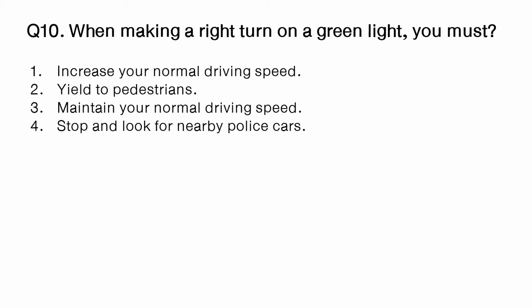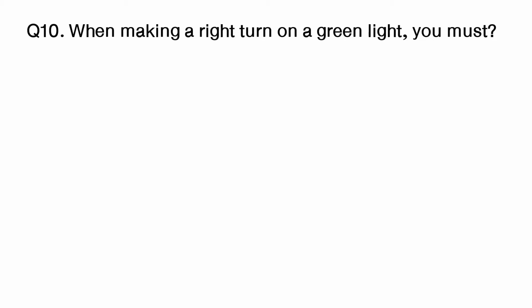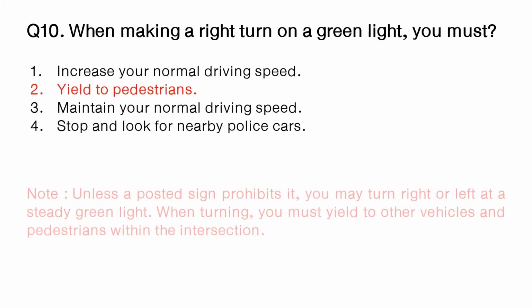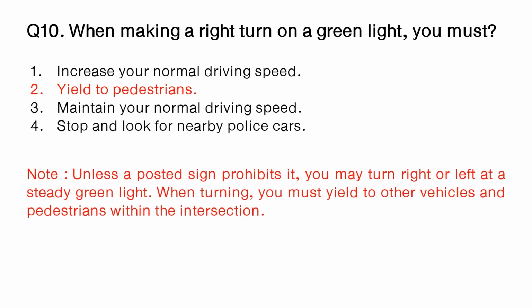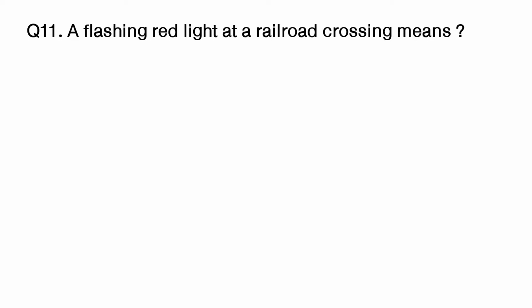Stop and look for nearby police cars. The answer is option number 2. Yield to pedestrians. Note: unless a posted sign prohibits it, you may turn right or left at a steady green light. When turning, you must yield to other vehicles and pedestrians within the intersection.